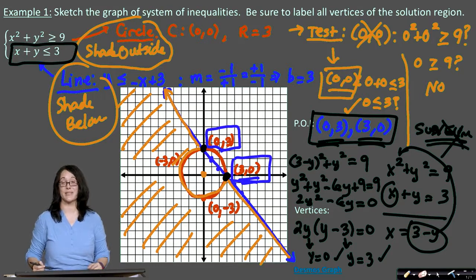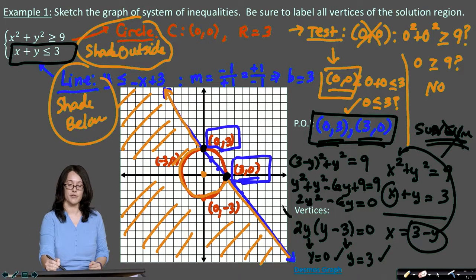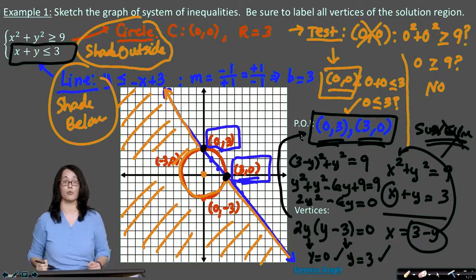Well, yes, because they are the only points of intersection which appear to be trapping the shaded region, right? If there was another point of intersection that was not trapping the shaded region, then we would say, no, that's not a vertex. But in this case, they're both also trapping the shaded region. So this time your vertices are still those same two points.